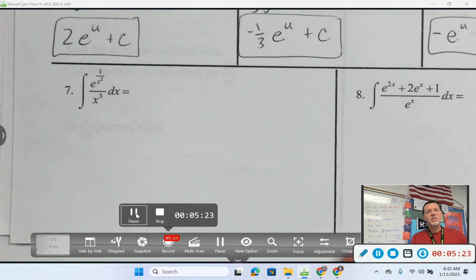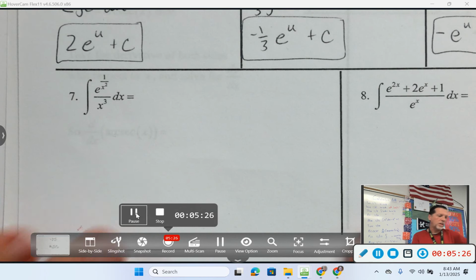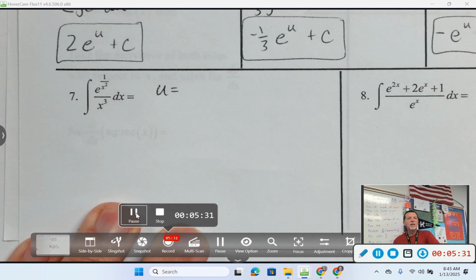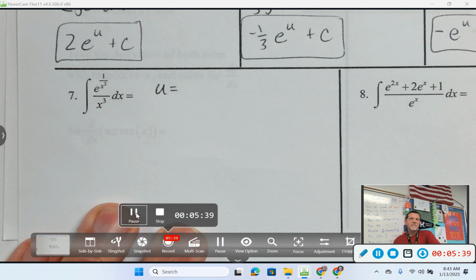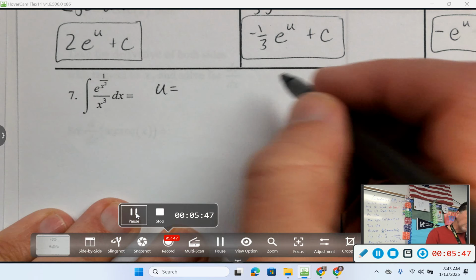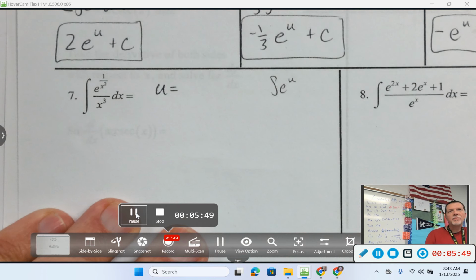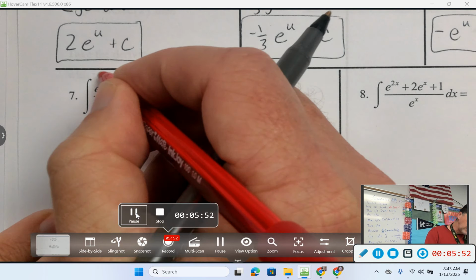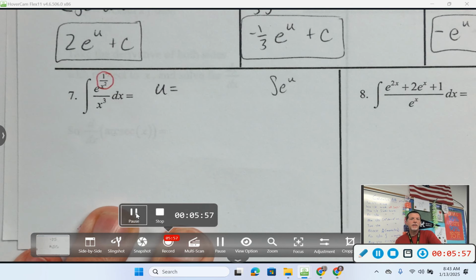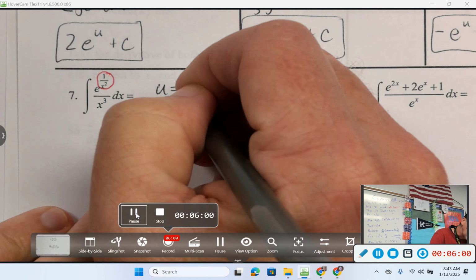Alright, 7 looks a little bit weird. What do you think u should be, though? Should we let u be something with the x squared? But we want the antiderivative of e to the u to show up. So let's just make u be this whole thing. That way we'll have antiderivative of e to the u. We'll worry about the rest as we go.